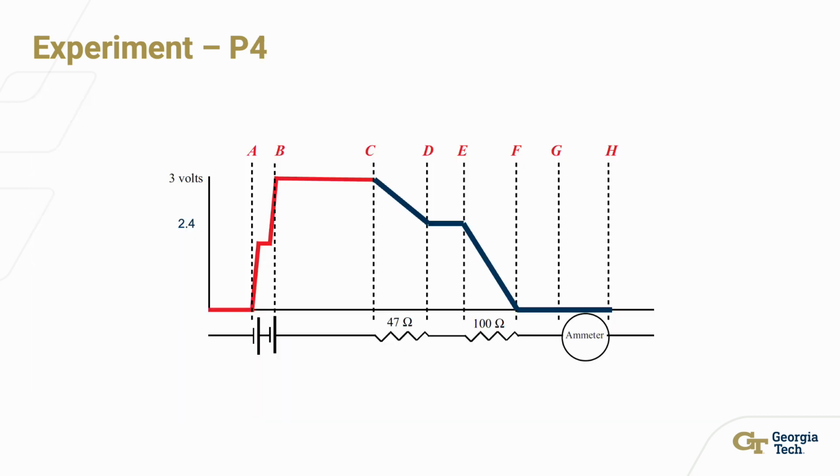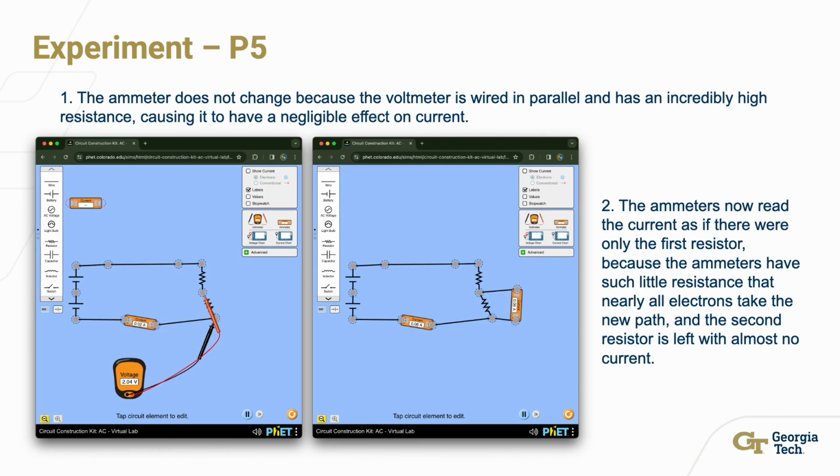As you can see in the graph here, it rapidly increased from A to B, then stayed constant from B to C, and then decreased to 2.4 from C to D, stayed constant from D to E, and then decreased to 0 from E to F, and then remained 0 throughout the rest of the circuit.